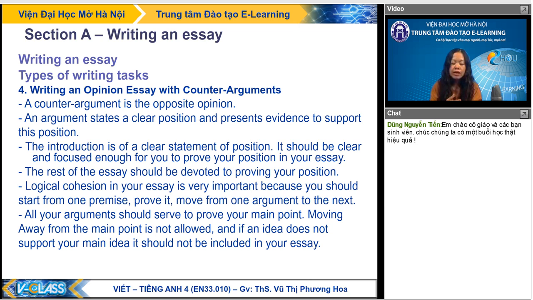The logical cohesion in the essay is very important because you should start from one premise, prove it, and move from one argument to the next. All the arguments should serve to prove the main point. Moving away from the main point is not allowed. And if an idea does not support the main idea, it should not be included in the essay.